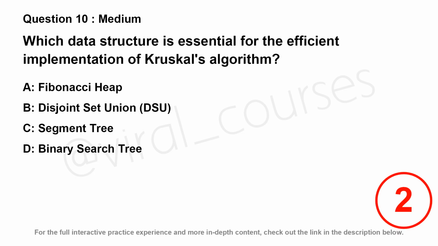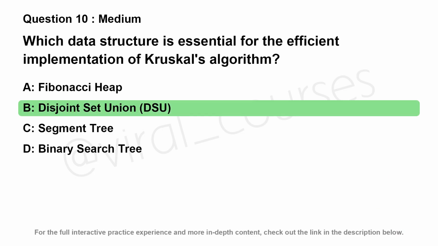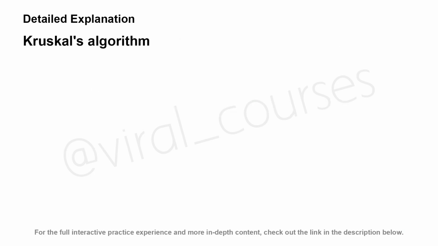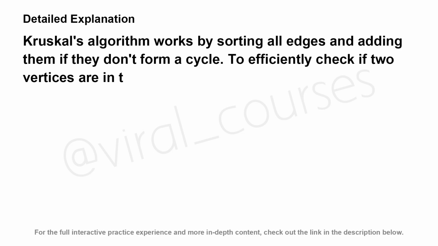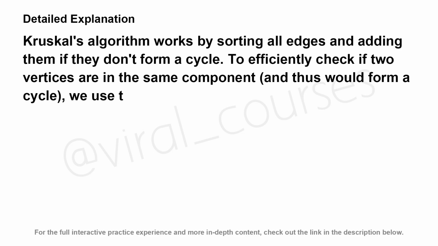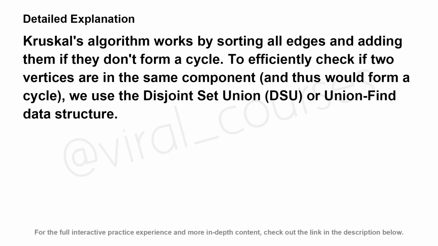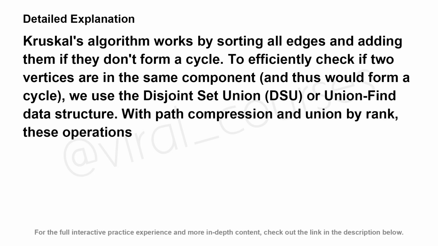The correct answer is B. Kruskal's algorithm works by sorting all edges and adding them if they don't form a cycle. To efficiently check if two vertices are in the same component, and thus would form a cycle, we use the disjoint set union (DSU) or union find data structure with path compression and union by rank. These operations are nearly constant time.